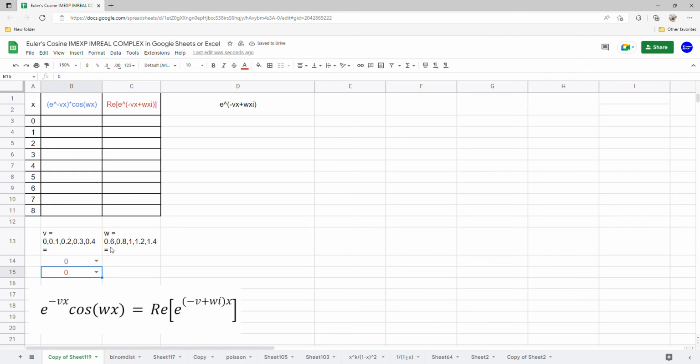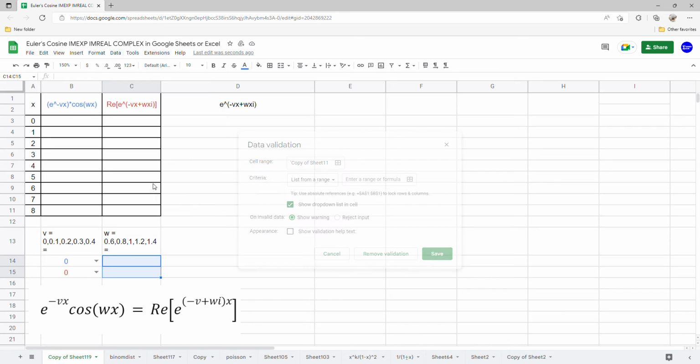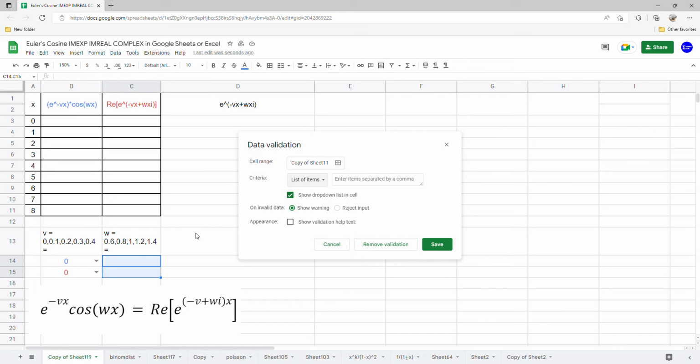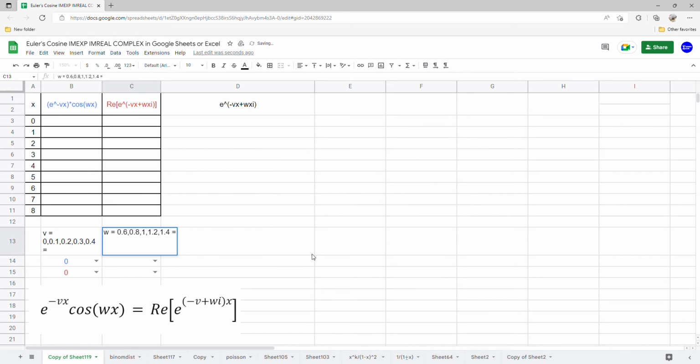Likewise, the value of W. This will be data validation, list of items from 0.6 to 1.4. So we can start with 0.6.